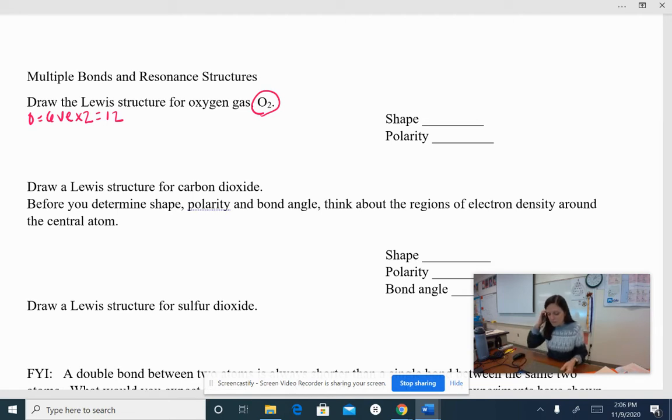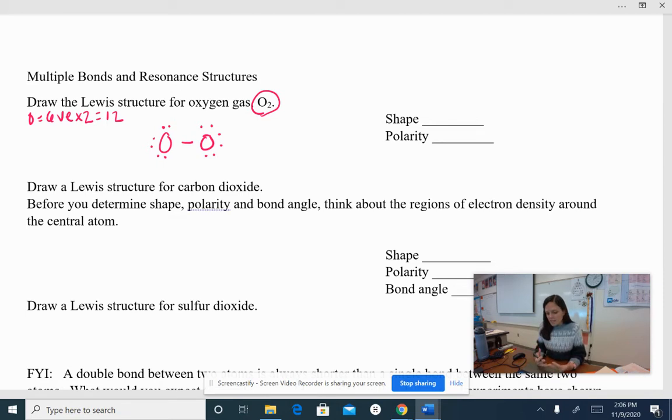Now, because I only have 2 atoms, I don't really have to think of a center atom because no atom is going to be in the center here. So we're going to do oxygen. Now, remember, this bond gives me 2 electrons. I want to have an octet. So in order to have an octet on each of these oxygens, I'm going to have 3 lone pairs or 6 electrons that are not bonded. So let me put in these lone pairs. 3 lone pairs on each of those oxygens.